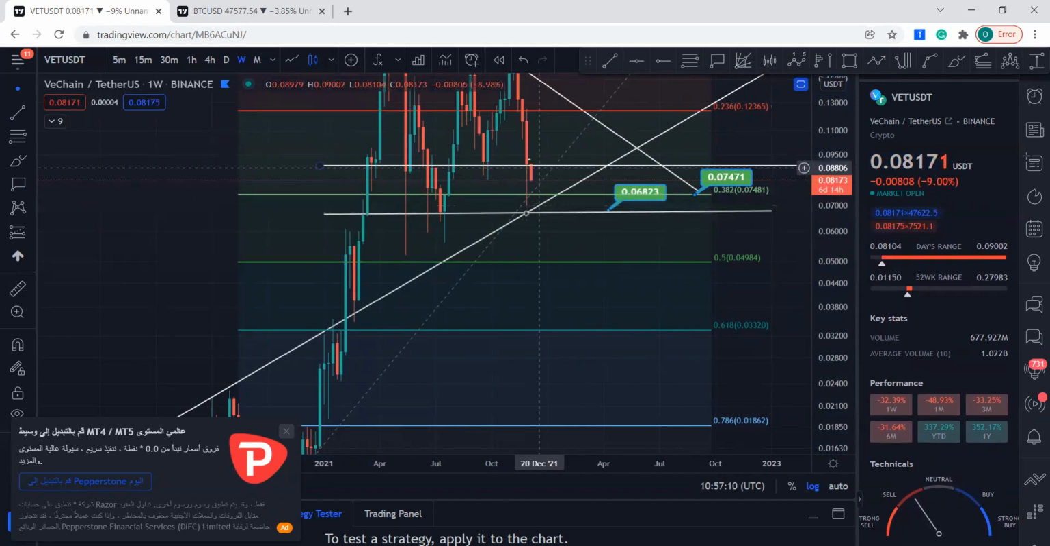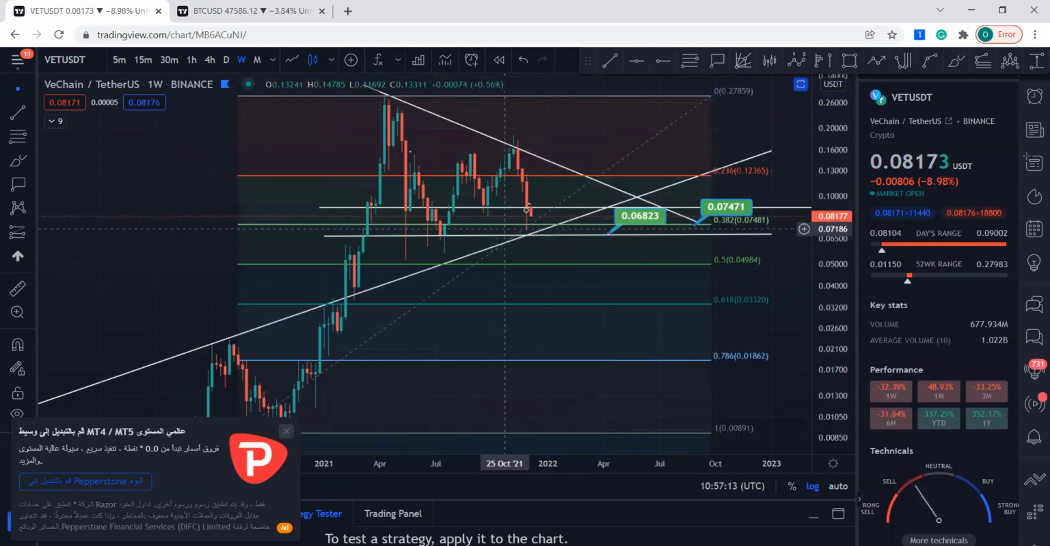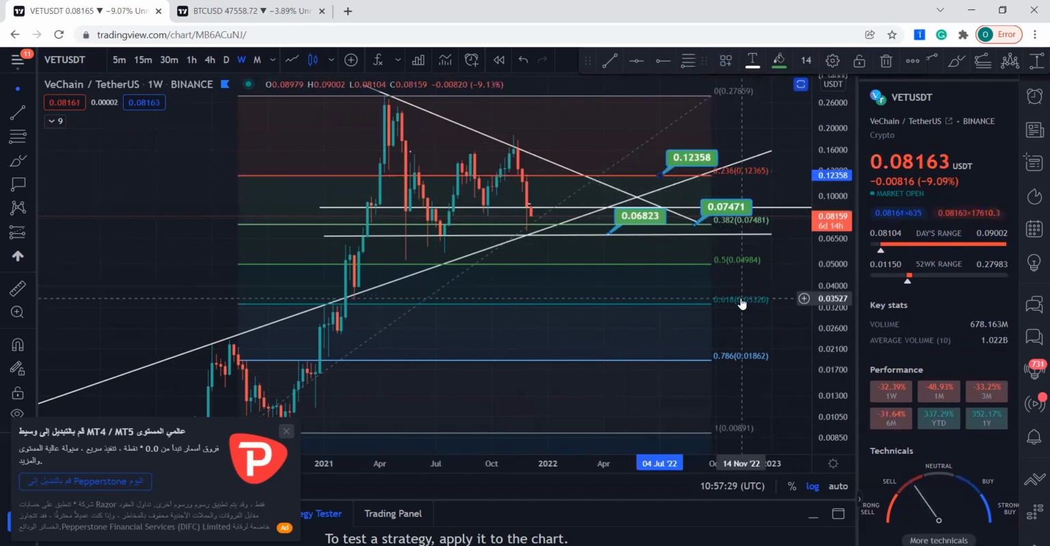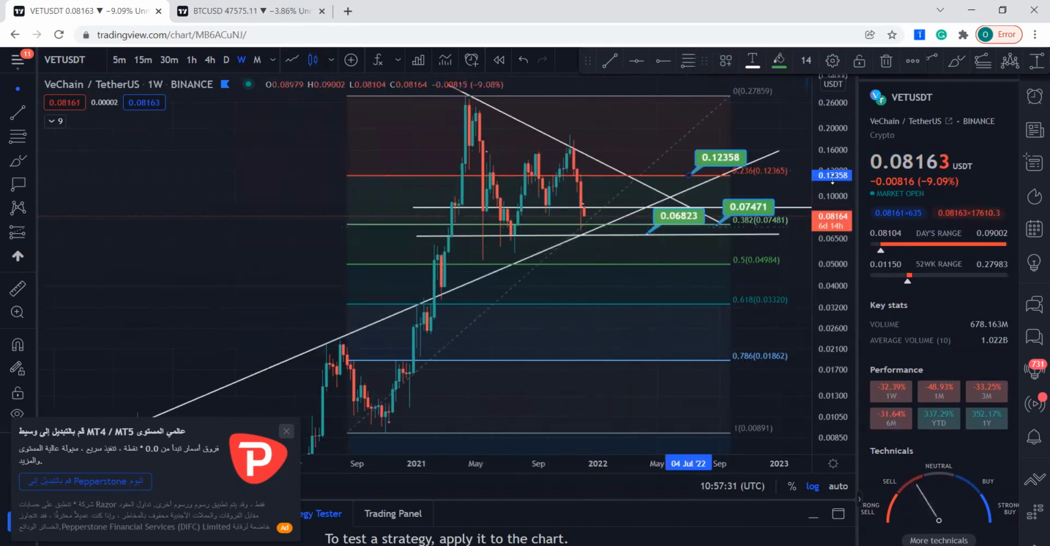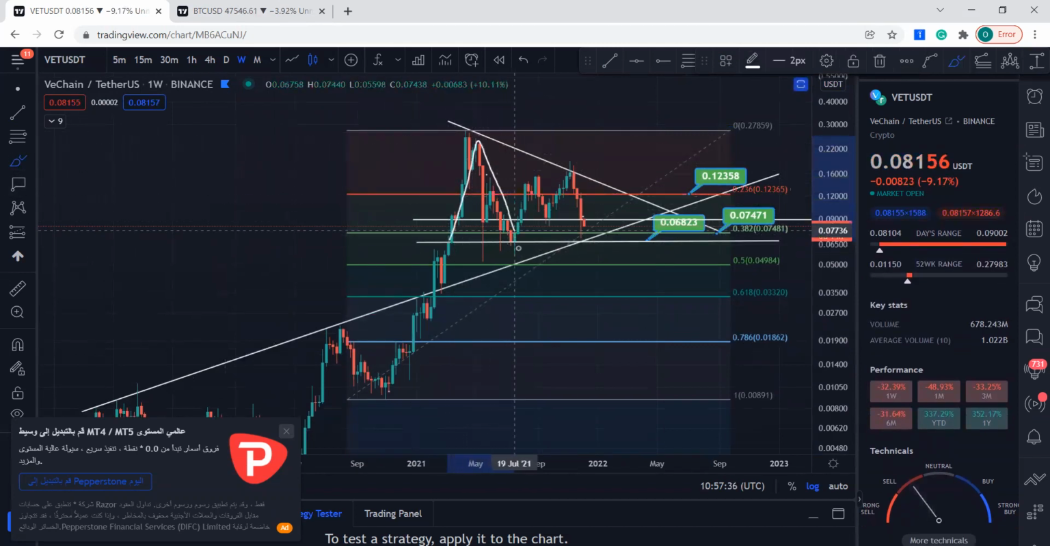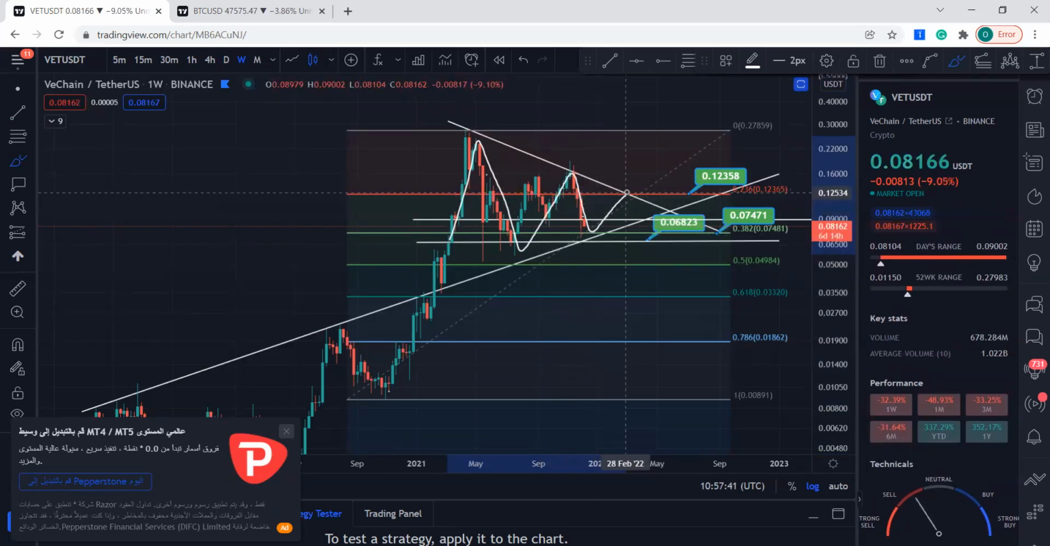0.06823. Okay, so if this gets held and we get a reversal from here, then we will come back and test this level over here, the 0.236 level, which is at around 12 cents, okay? Right over here. Okay, then we will test this level, and then the price action would look something like this. Like that, and we are creating a symmetrical triangle within this pattern.